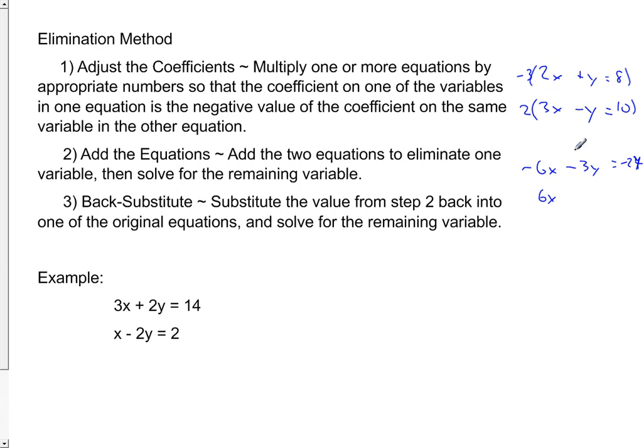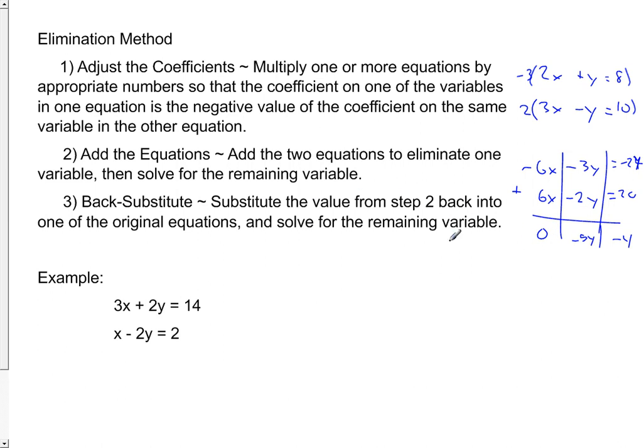And then if I distribute the 2, I would have -2y equals 20. Okay, so if I add these two together, my x's would eliminate. I like to draw these lines down here to separate my columns. I would get 0, I would get -5y, and I would get -4 when I'm adding these together.